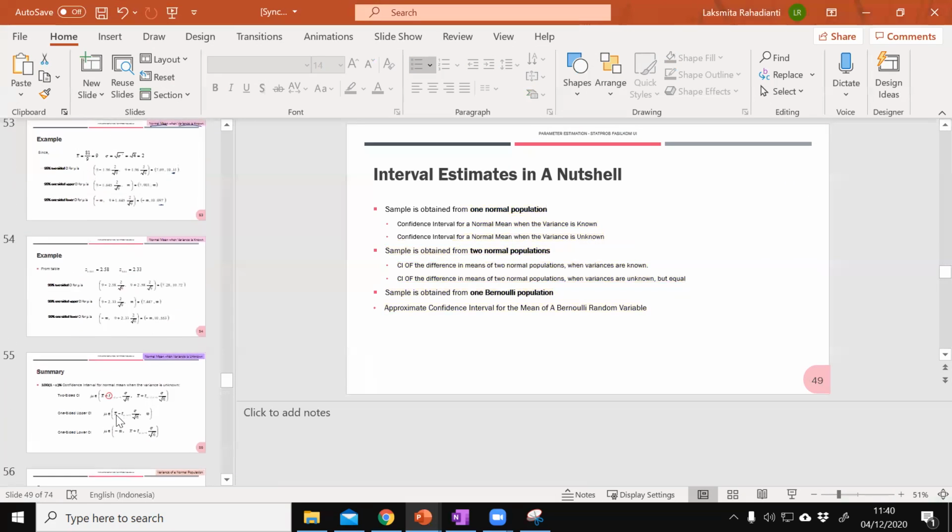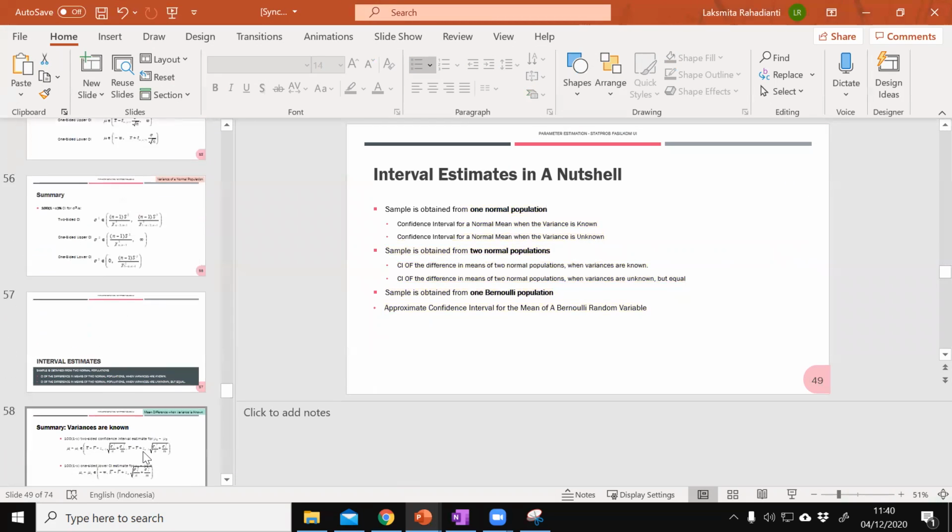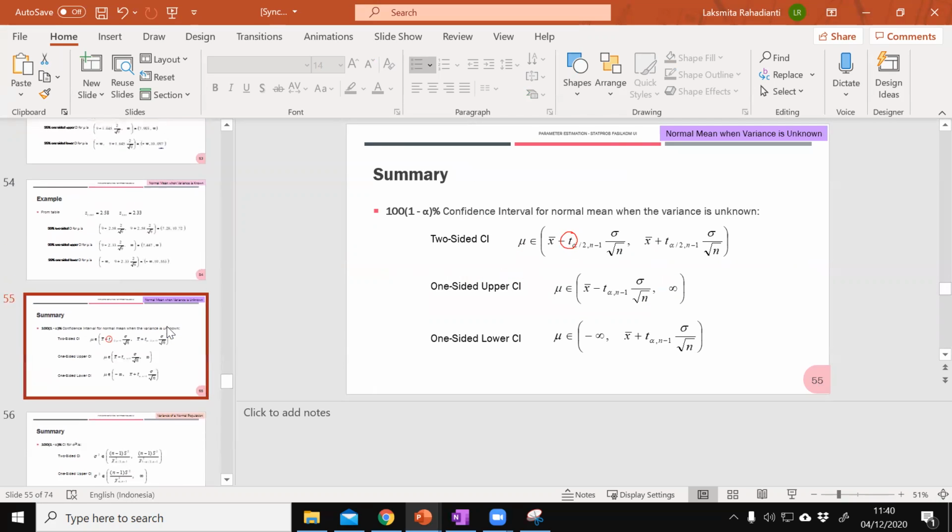And let's go find the equation for that particular case. So here is what happens when the variance is unknown. Obviously, the difference is that I can no longer use the Z table or the standard normal variable table, but I have to use the T table instead.